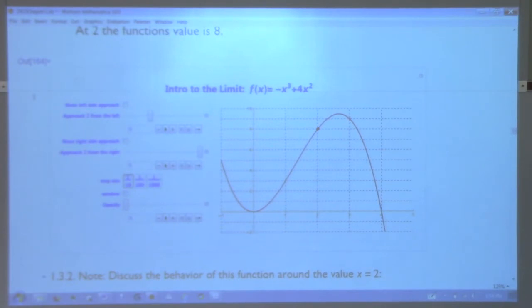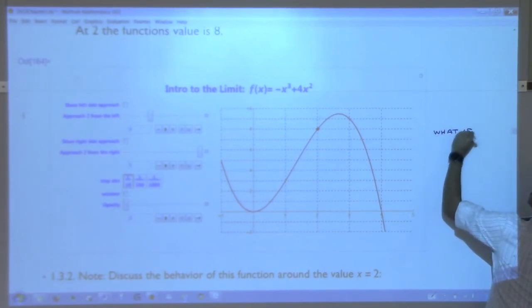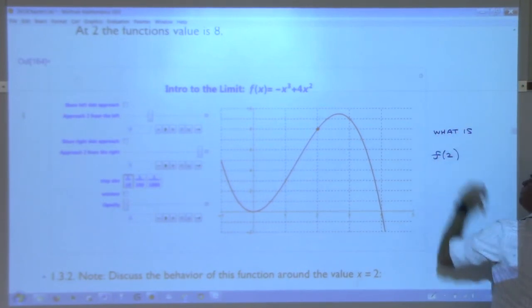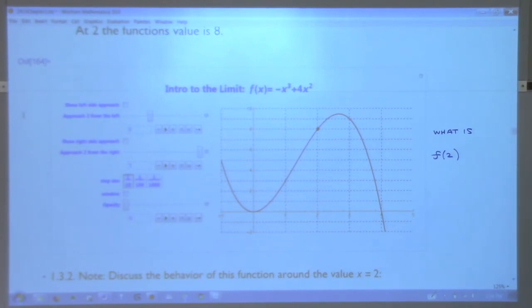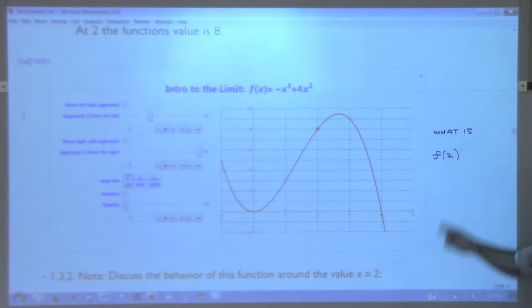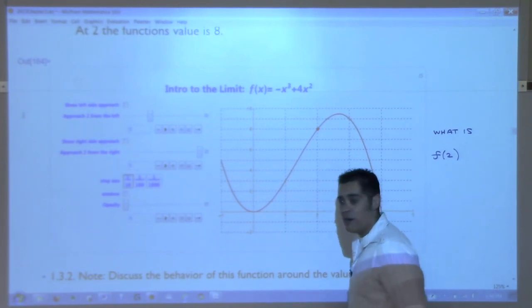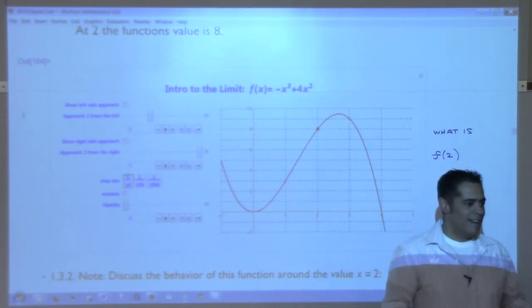What I'm interested in right now is asking you a question that requires no calculus at all: what is f of 2? So this is the function f. I've drawn the graph for you. If I'm asking you what f of 2 is, then what is it that you need to do? Don't help. Karen's going to tell me. Karen, where's Karen? Hi, Karen.